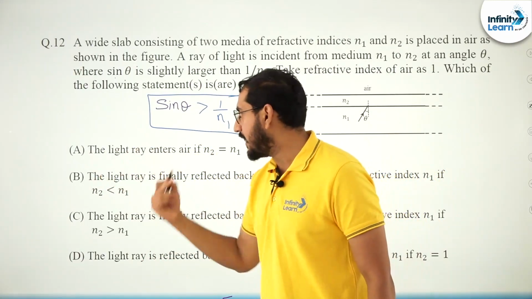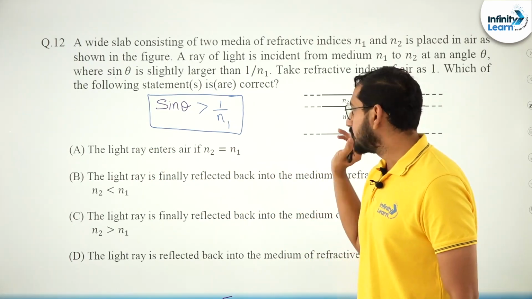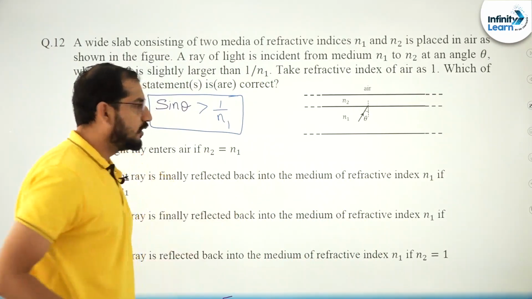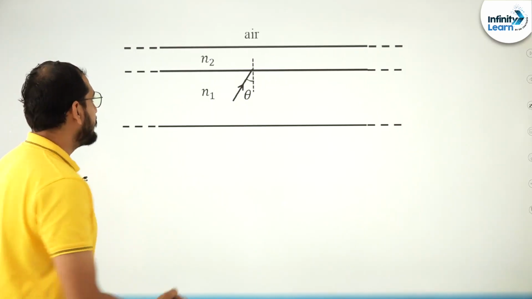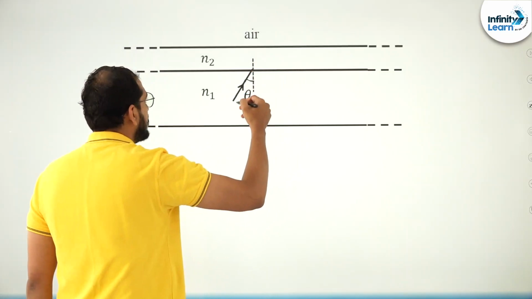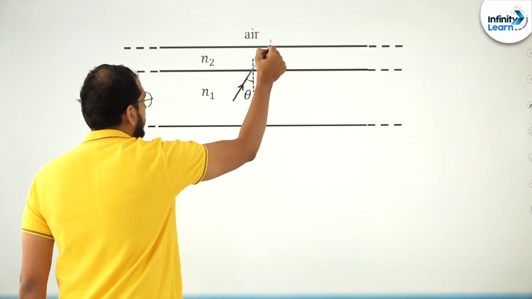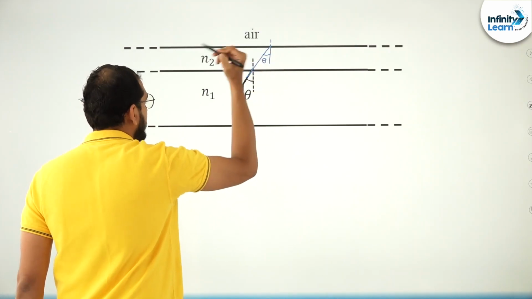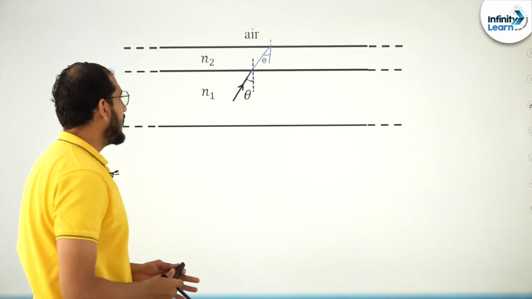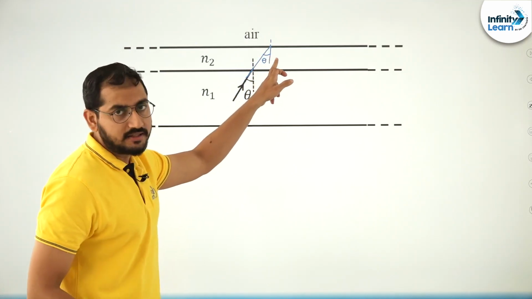Let's first read option A. The light ray enters air if n2 is equal to n1. We need to discuss this point. What will happen if n2 is equal to n1? If we look at this drawing, if n1 and n2 are equal, then no refraction will happen, and this light ray will go straight and hit this part, and I can say that here also the angle of incidence is going to be theta, because no deviation has taken place. N1 is equal to N2. If this is angle theta, then this is also equal to angle theta, right?